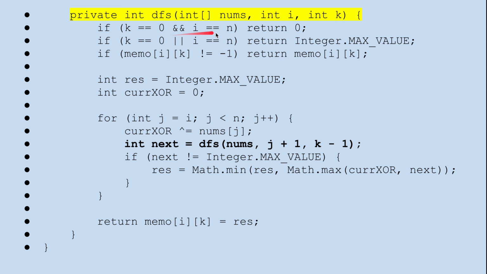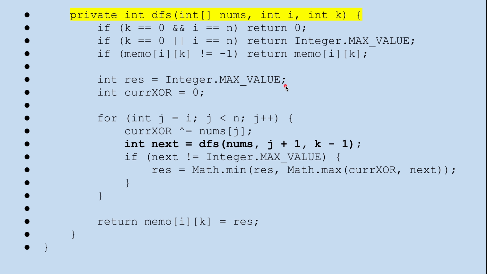So these are the base cases that we require. Suppose we don't need to do any partition, it means k is equal to 0 and i is equal to n, meaning we are at the last. If this condition matches, we will return 0. If k is 0 and i is not equal to n, it means return the max value. If memo at i and k is not equal to -1, it means return the calculated value.